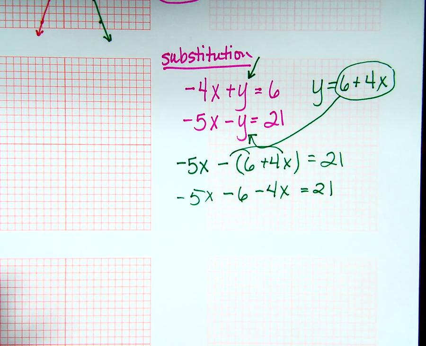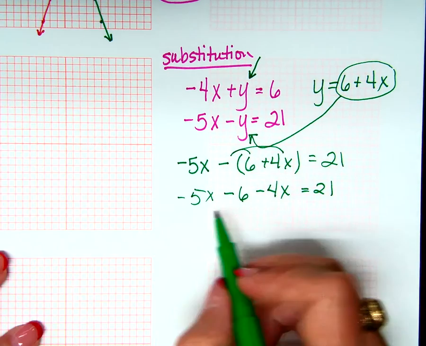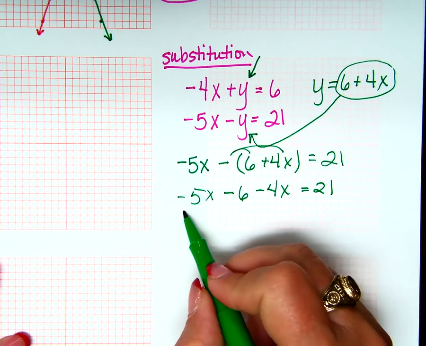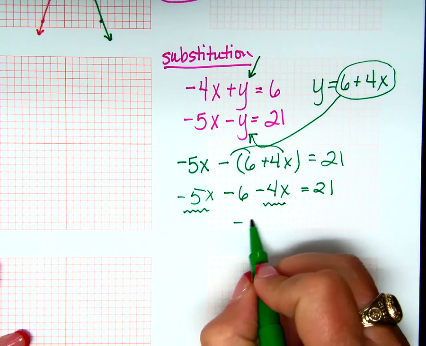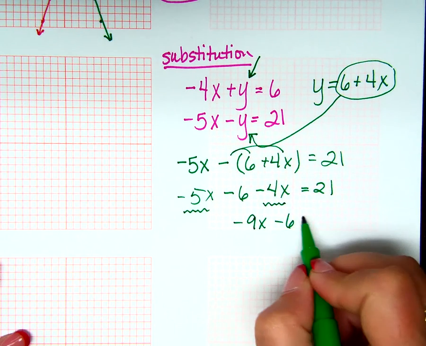Now what? Oh, I have like terms, right? I have a negative 5x and I have a negative 4x. What is that? Negative 9x minus 6 equals 21.